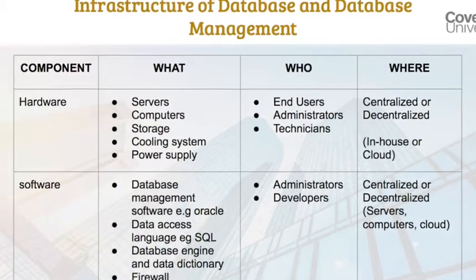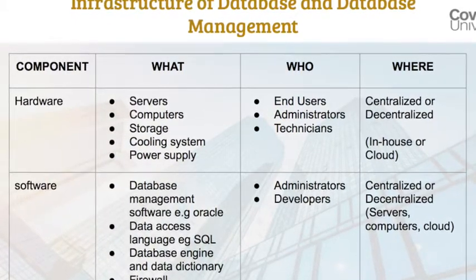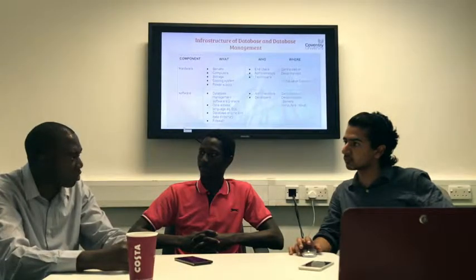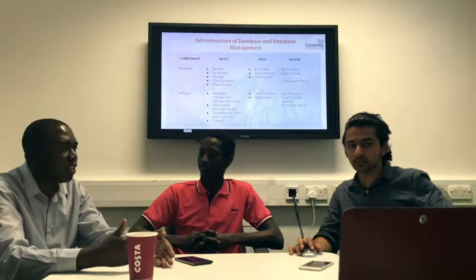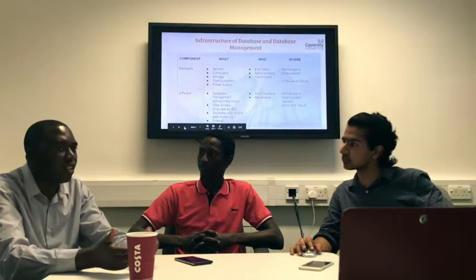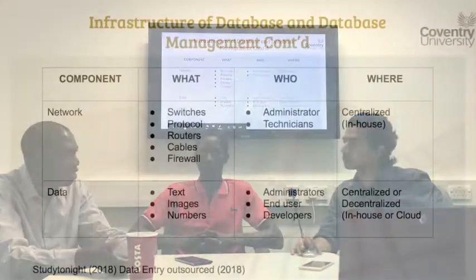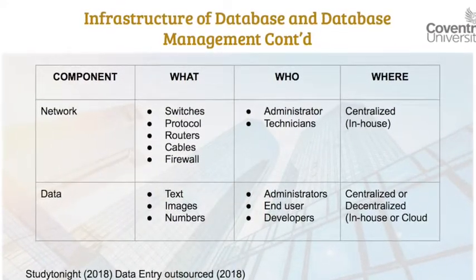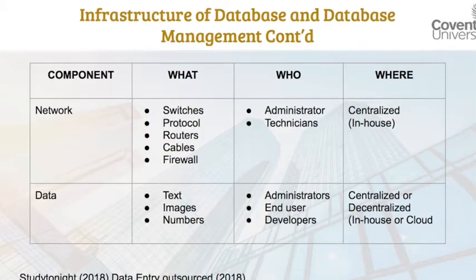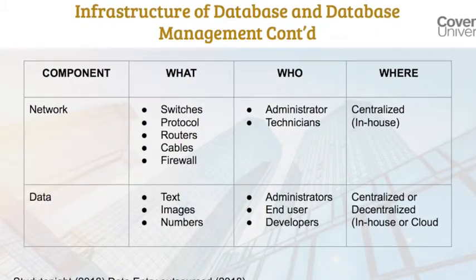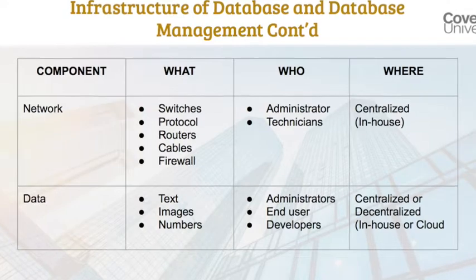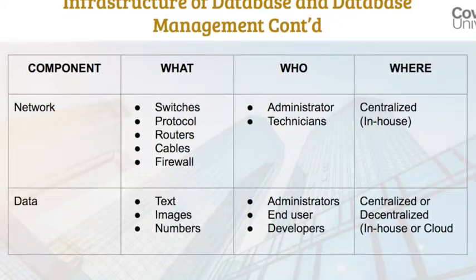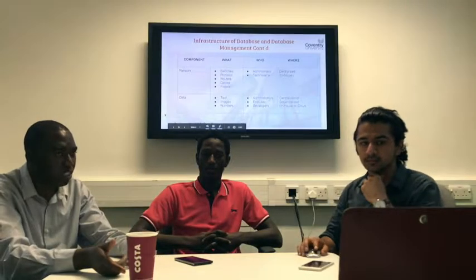The software will include the database management system, for example, Oracle database, the data access language, for example, SQL, the database engine, the data dictionary, as well as firewall. This can also be centralized or decentralized. The network will include the switches, routers, protocol, cables, and firewalls. These are centralized in-house. And the data will include text, images, and numbers. This can be centralized or decentralized. They can be in-house or in cloud.